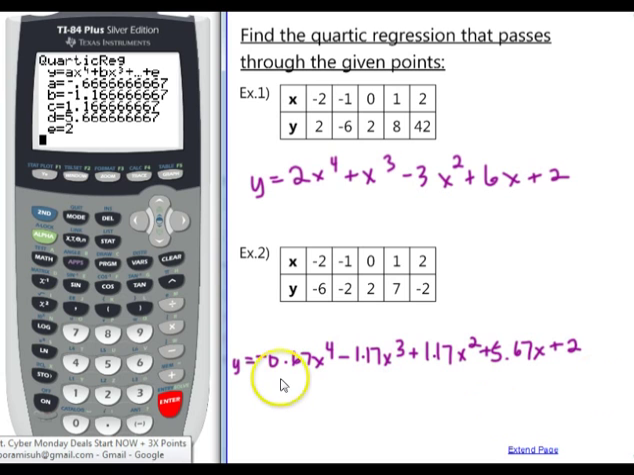You should have gotten y equals negative 0.67x to the 4th minus 1.17x cubed plus 1.17x squared plus 5.67x plus 2. Remember, you just want to round to the hundredths place when you have these really long decimals.